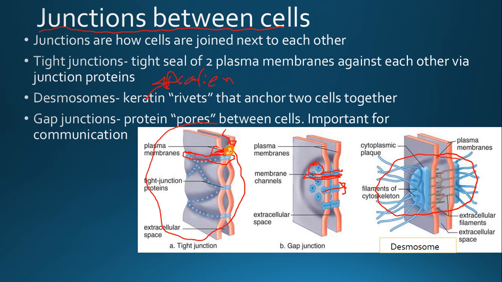Now, a cell might have all three of these different types of junctions, or it might just have one. In plant cells, what basically are gap junctions are holes in the cell wall, called plasmodesmata. And these things we'll talk about a lot more when we talk about how cells interact with each other and how they maintain homeostasis and how they signal.